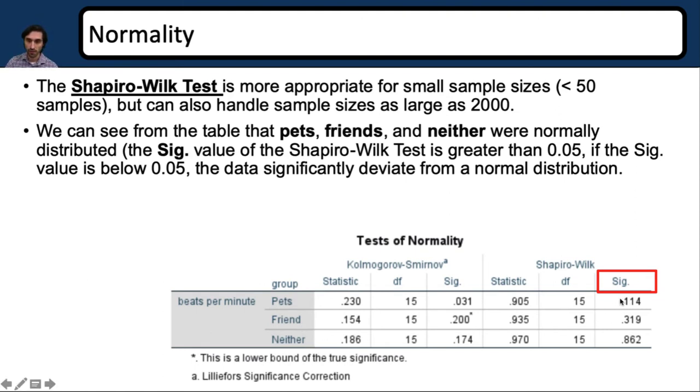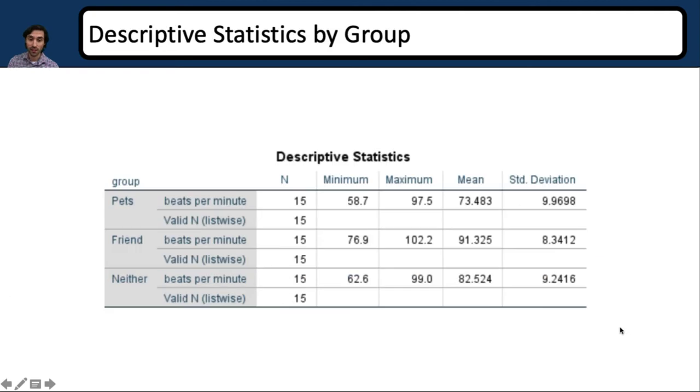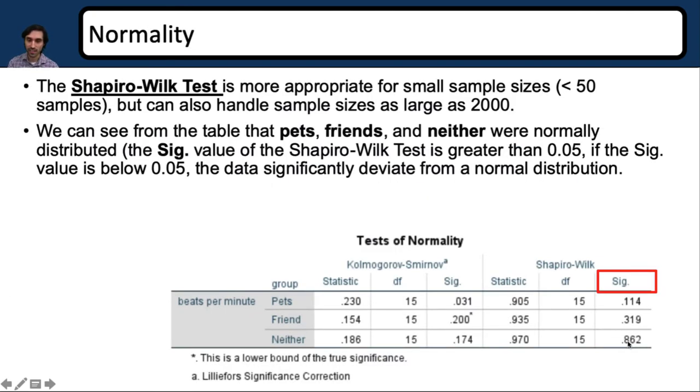Okay, so we have a 0.114, and then we have 0.319, and then we have a 0.862. Whoa! So what we're looking at here is that if you were to get to 1, that would be the perfectly normally distributed curve. However, we can see that there is much more of a skewness with the pets and friends.